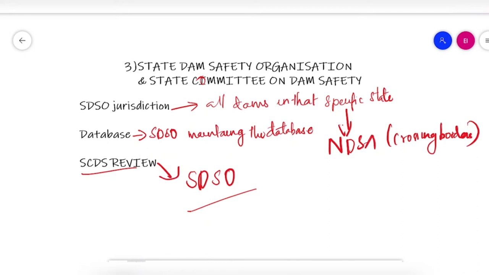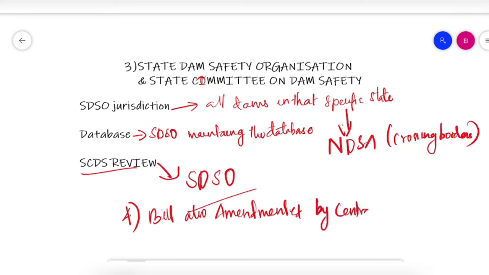And the next provision, the fourth thing, is that this bill also provides for amendments. That means, if any of the features that I explained before need to be changed, they can be amended by the central government if necessary. So this gives the power to the central government to amend any of the above provisions relating to the Dam Safety Bill of 2021. And these are all the provisions of this bill.